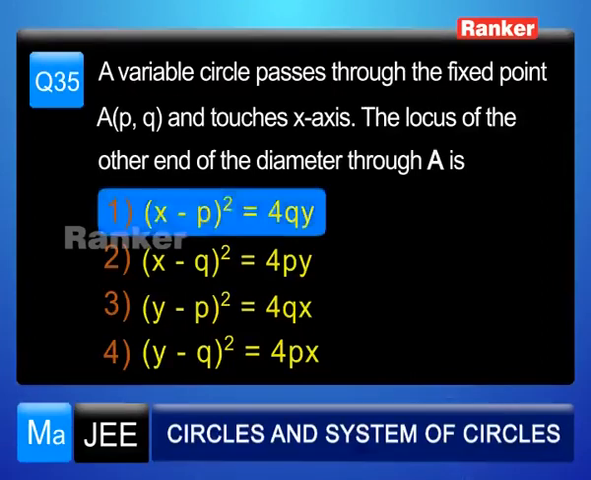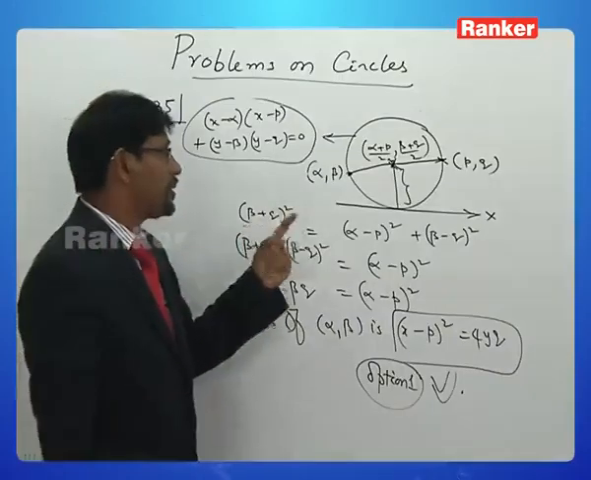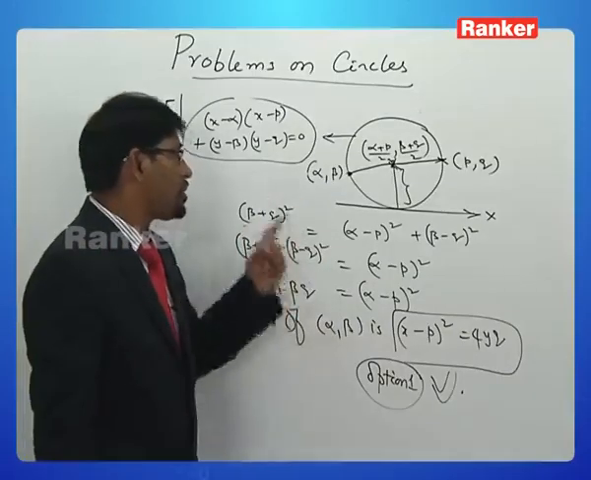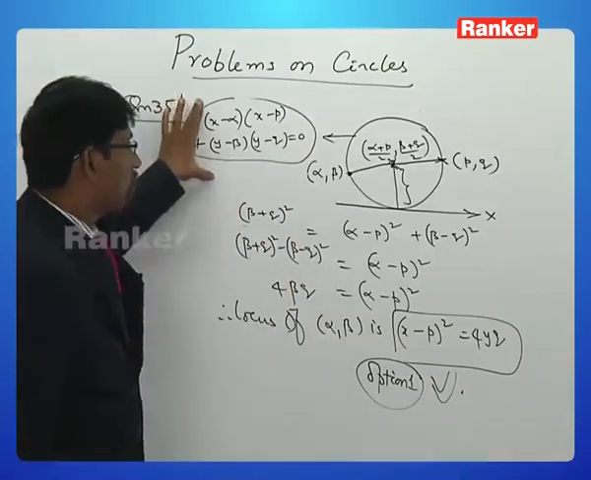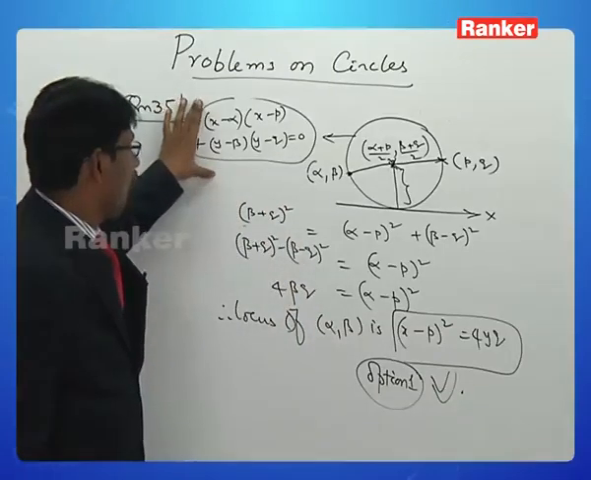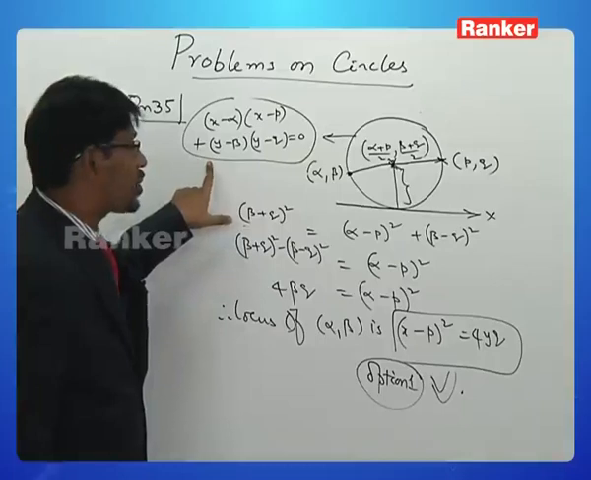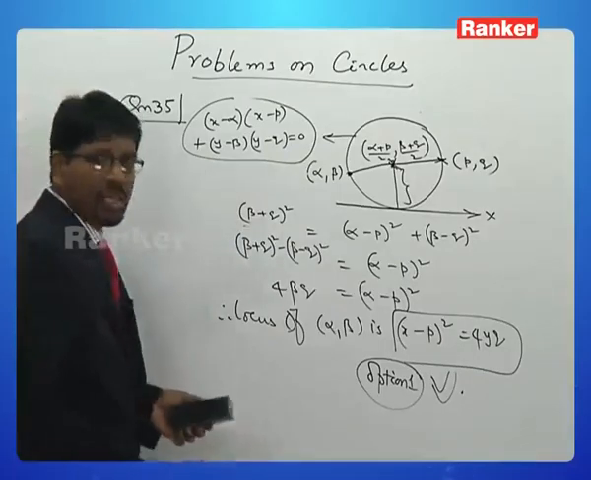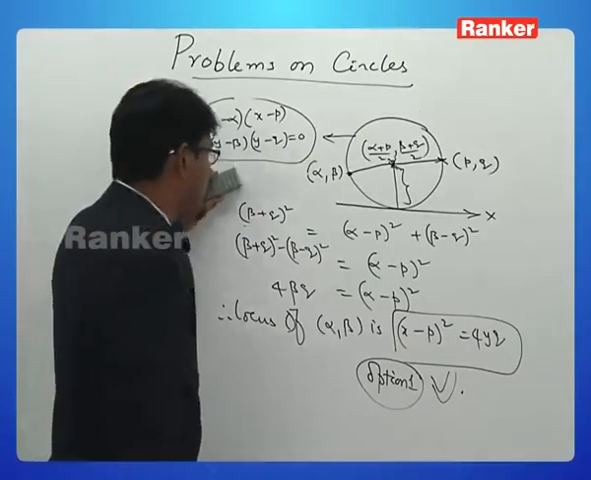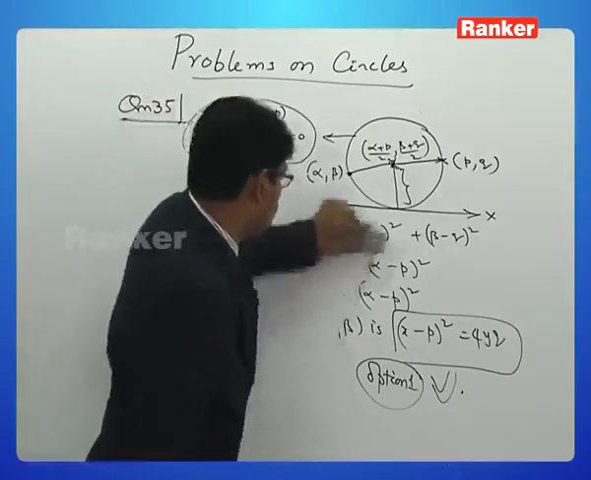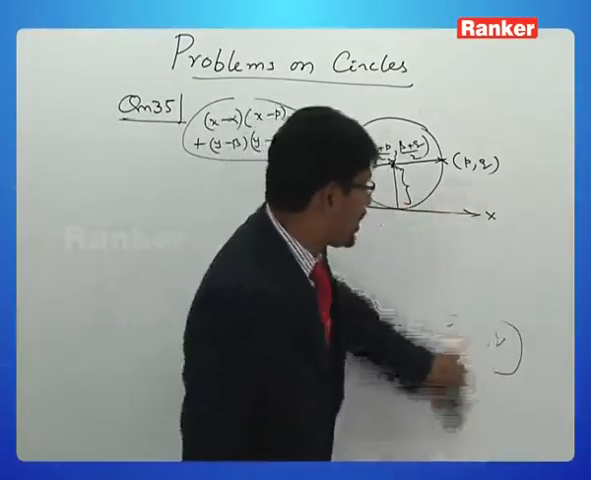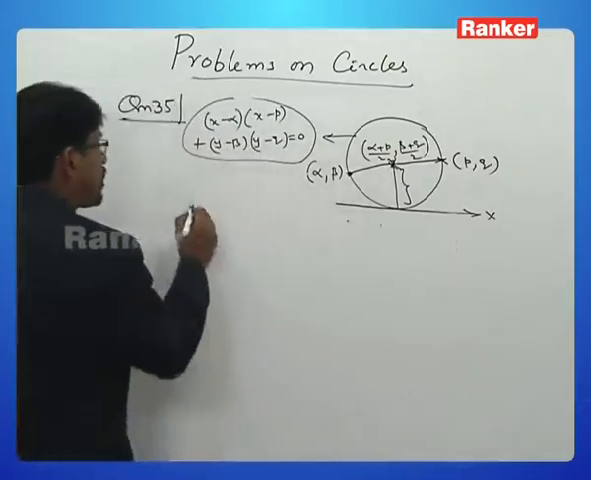That's the right option. Actually, we could have done this in another way. That is, we wrote the equation of the circle. For this circle to be touching the x-axis, what is the criterion? Another way we can look at it. So let me illustrate to you the other second method. Method 2.